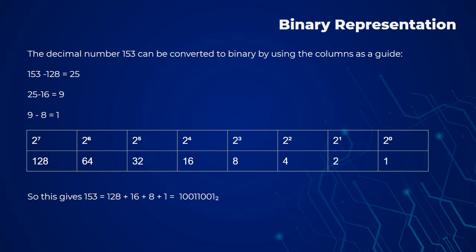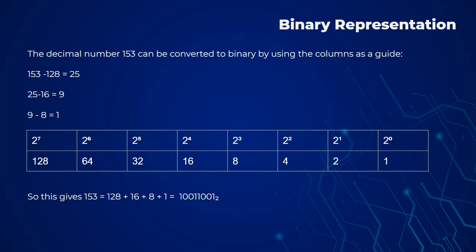So what I have there is I have 128. If I now start writing out from the left side, that gives me a 1. I have no 64s, 0. No 32s, 0. 1 16, 1. 1 8, 1. No 4s, 0. No 2s, 0. 1 1, 1. So I get 10011001 in base 2. So that's how we can convert from decimal to binary.